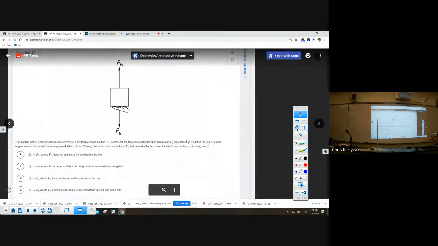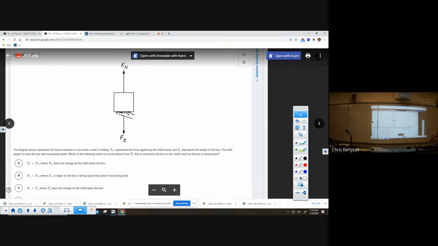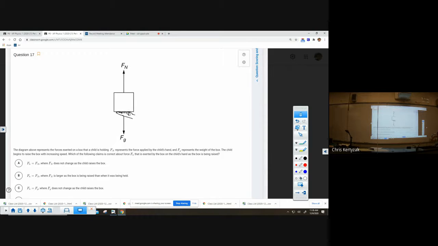All right. The diagram above shows somebody lifting some object. They start by holding it out, and it's not moving. The hand pushes up on the box with a force called the normal force. They say that the box therefore must push on the hand because of Newton's third law. If the hand pushes the box up, the box must push the hand down. And they're calling that force FH, for the force that the hand feels from the box. FG represents the weight of the box.